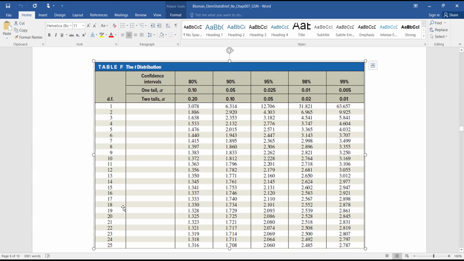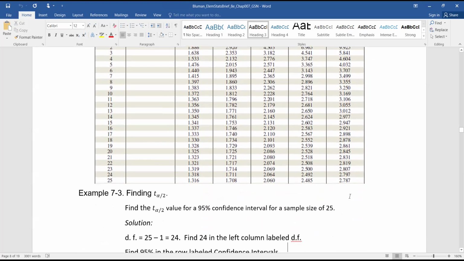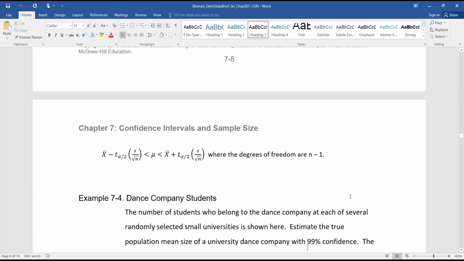Oh, yeah, no, my bad, 18 degrees of freedom. And it said 99. So 19 minus 1 is 18, and then I would go to 99%. I thought it said 95. And then it would be 2.878. So there is your T-score located right here. So once you have it, then you can now go back to that example.